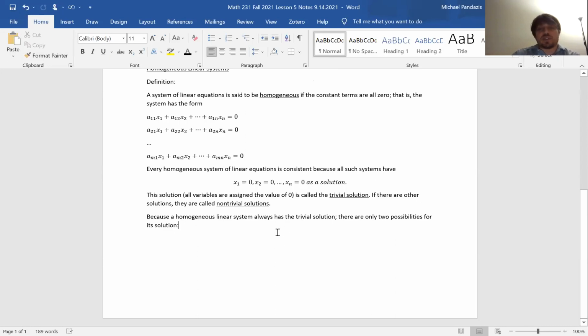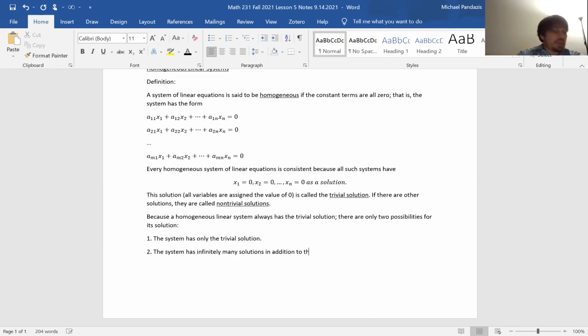But a consistent linear system already has a solution. It cannot have 0 solutions. So the only 2 possibilities for a homogeneous system are that either the system has only the trivial solution, right? If it has exactly one solution and it has to have the trivial solution, then that one solution is the trivial solution, where all the variables are assigned 0. Or the system has infinitely many solutions in addition to the trivial solution.